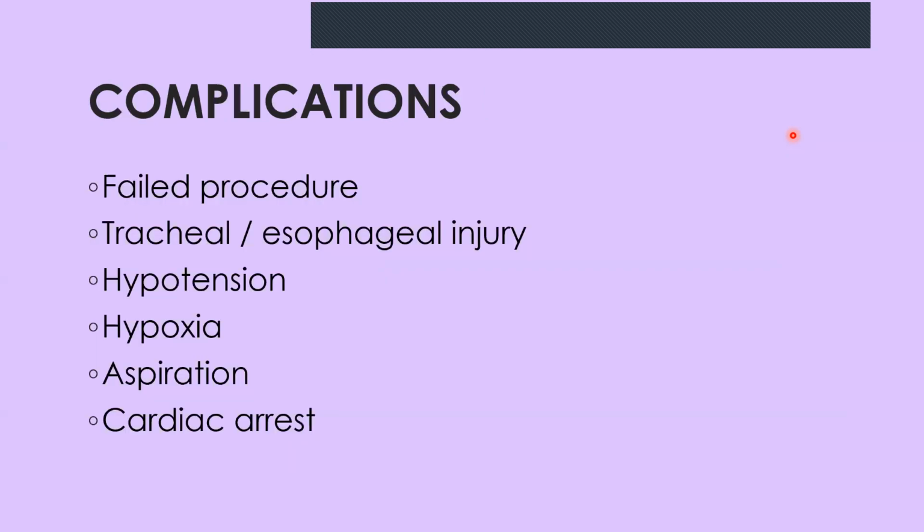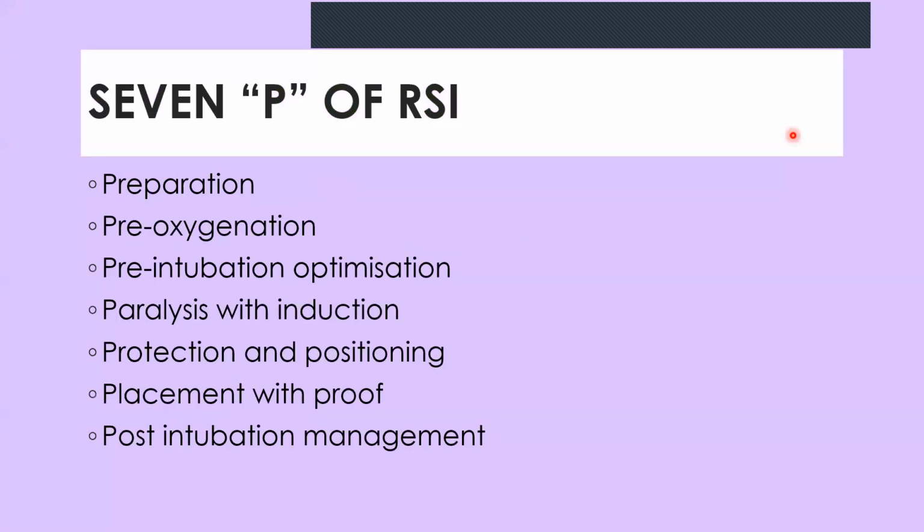So the complications of RSI: it can fail. It can also cause tracheal and esophageal injury, hypotension, hypoxia, aspiration, and also cardiac arrest. So we go to our second main point today, the 7 Ps of RSI, which comprise preparation, pre-oxygenation, and the new one, I also just knew about this, there is no more pre-treatment. It is changed to pre-intubation optimization, paralysis with induction, protection and positioning, placement with proof, and lastly post-intubation management.